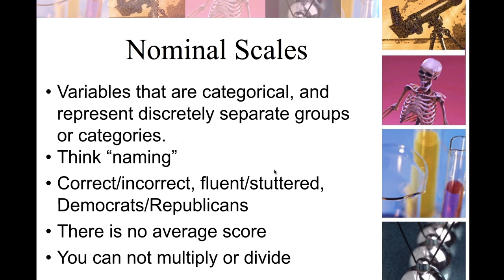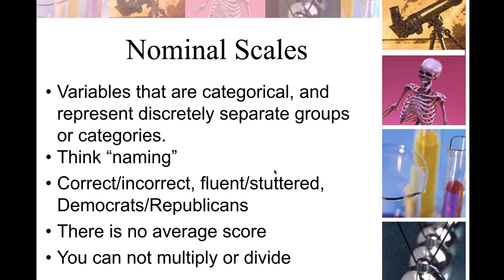All right, nominal scales or nominal data. These are variables that are categorical and represent discretely separate groups or categories. Think naming, that's what the nominal means. So we're going to look at things that are like correct, incorrect, whether somebody is fluent or a person who stutters, whether someone's a Democrat or a Republican. And what's important to know about this data is there's no average score and you cannot multiply or divide.